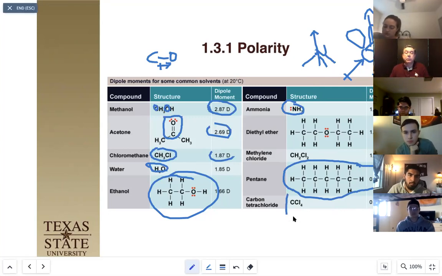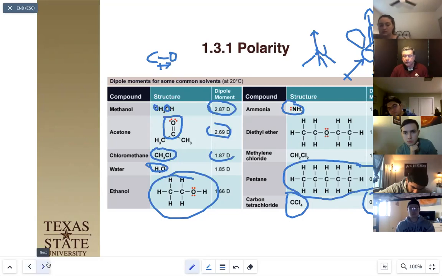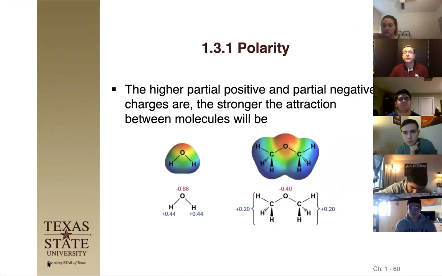Now, what if you had 4 really polar bonds, but they're all pulling in opposite directions? We end up with a net dipole of 0. Notice previously, if we only had 2 chlorines on there, we had a strong net dipole. But by having all of those polar bonds cancel each other out, we go back to having a non-polar compound.